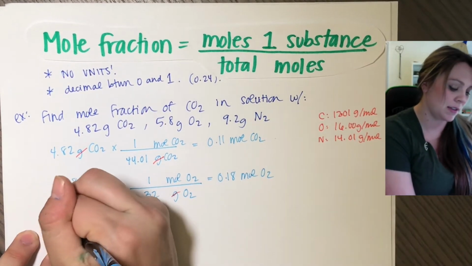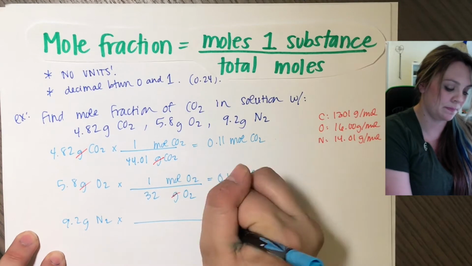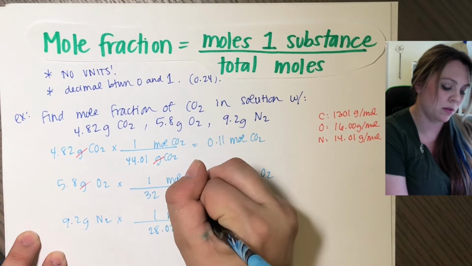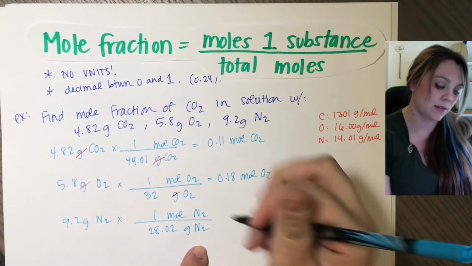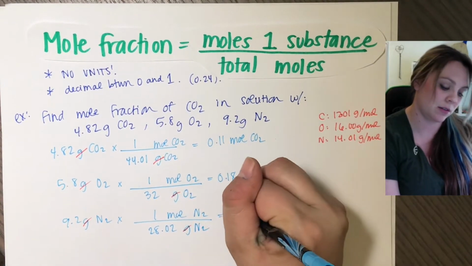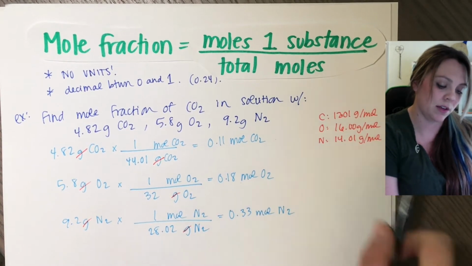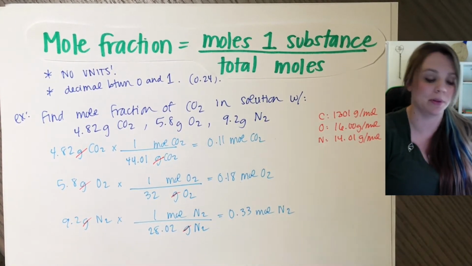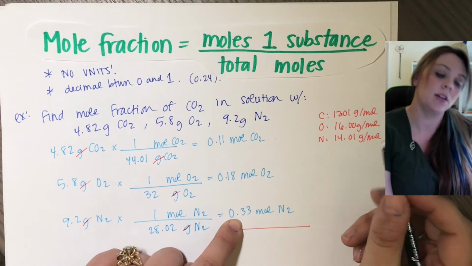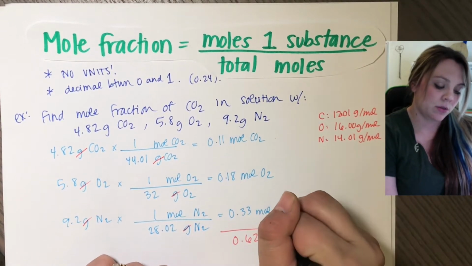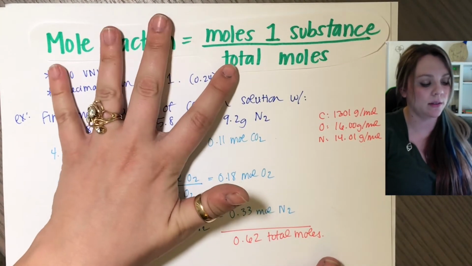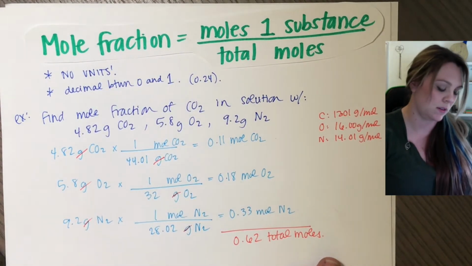Last conversion is 9.2 grams of nitrogen. It's 28.02 grams for 1 mole, 14.01 twice. Again, grams and grams will cancel, and I will get 0.33 moles of N2. Now I add this up. I need my total moles. So 0.11 plus 0.18 plus 0.33 gives me 0.62 total moles. And now I have everything I need to actually solve for my mole fraction.